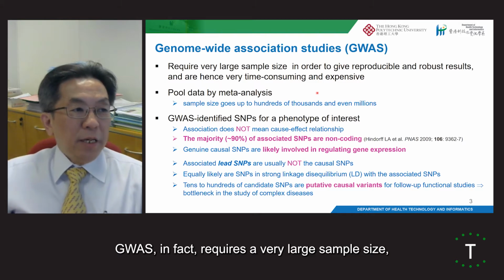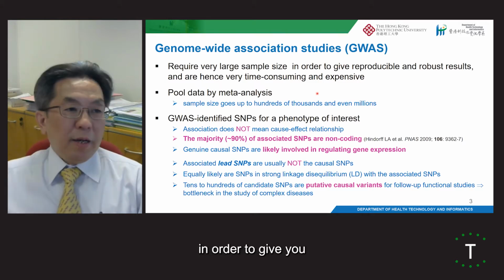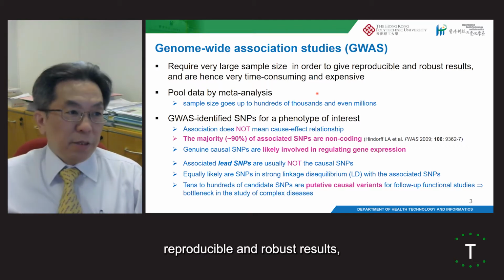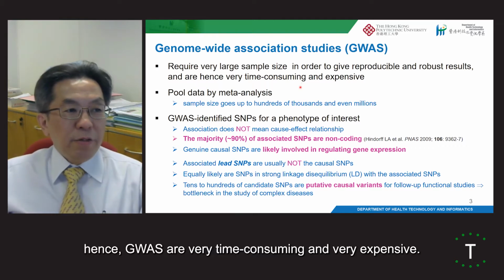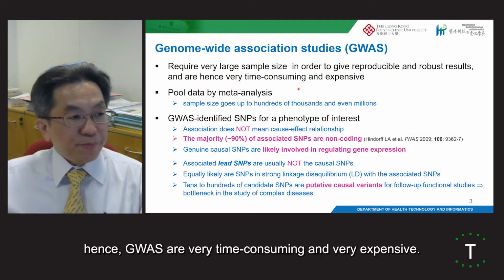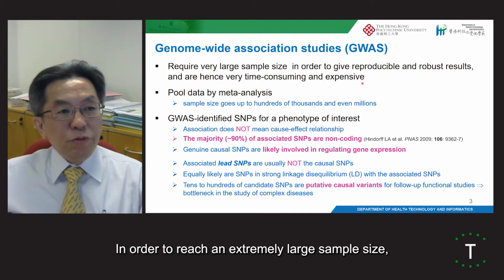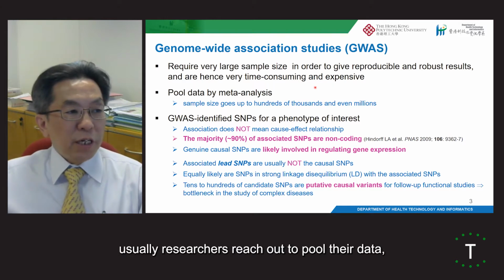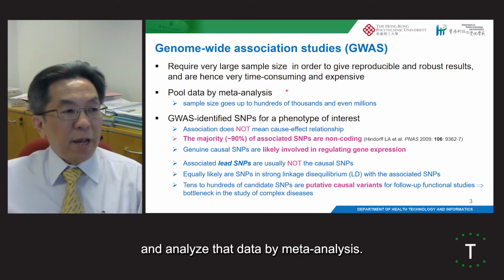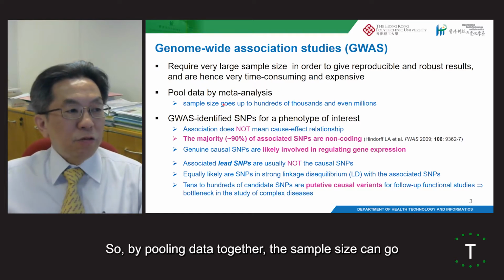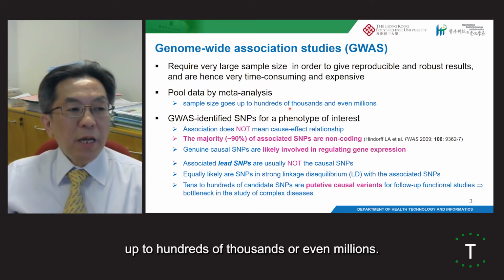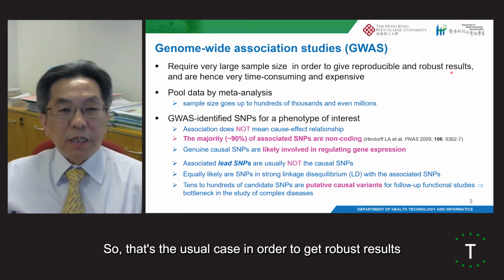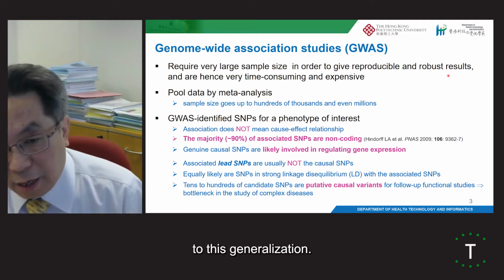GWAS, in fact, requires very large sample size in order to give you reproducible and robust results. Hence, GWAS are very time-consuming and very expensive. In order to reach extremely large sample size, usually researchers collaborate with each other to pool their data and analyze the data by meta-analysis. By pooling data together, the sample size can go up to hundreds of thousands or even millions. That's the usual case in order to get robust results in GWAS, although there are a few exceptions to these generalizations.